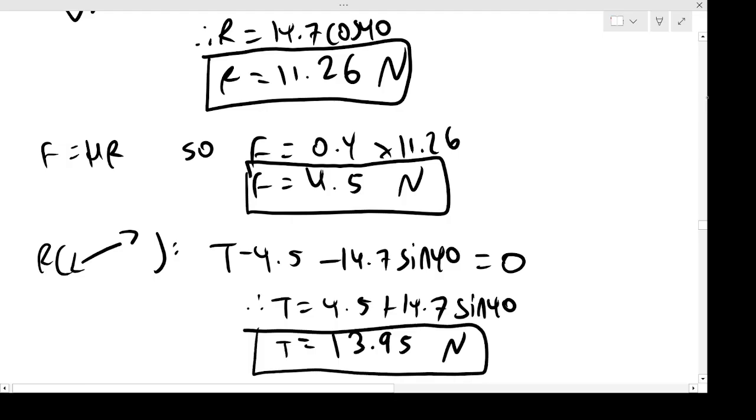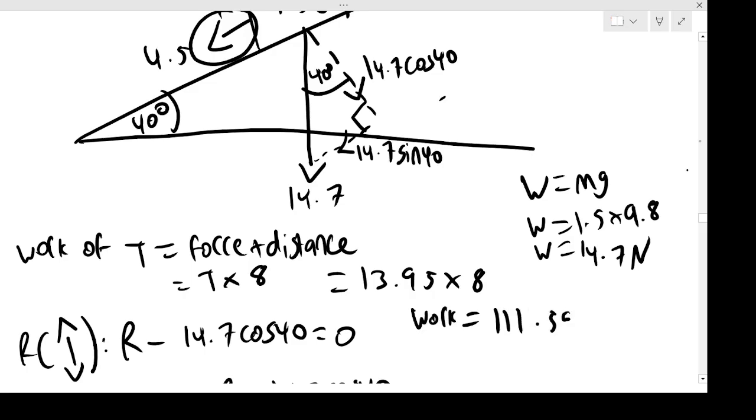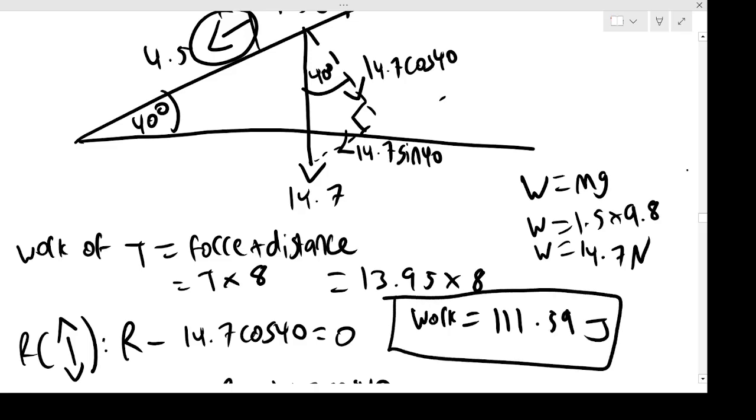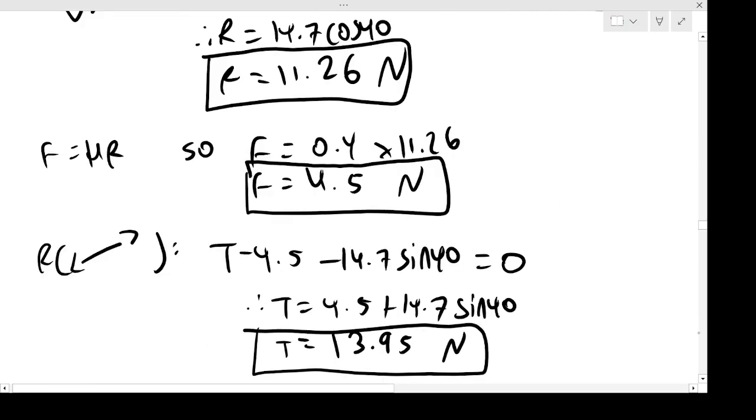Now that we know that the T force is 13.95, the work of the T force is T times 8, because the distance is 8. That's going to equal 13.95 times 8. So therefore the work is going to be 111.59 joules. And there we are. That's the work of the T force. It's a lot there, but the steps are generally the same.